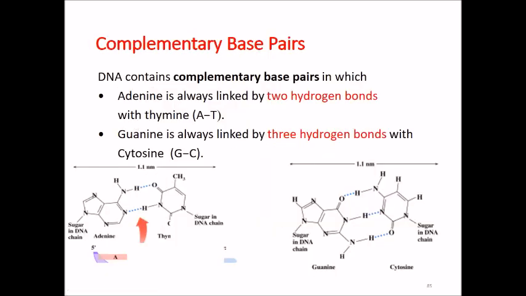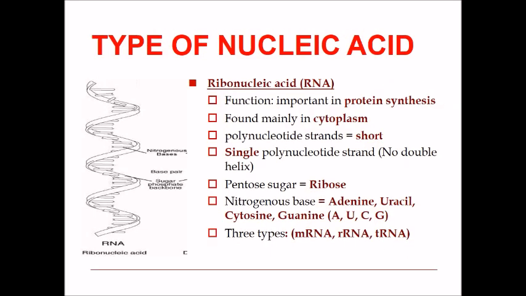Next is RNA, okay. As you can see over here, RNA is important for protein synthesis and can be found mainly in the cytoplasm, but some of them can also be found in the nucleus, okay. Their strands are quite short compared to DNA, and they have only one strand only. And the sugar is ribose sugar.